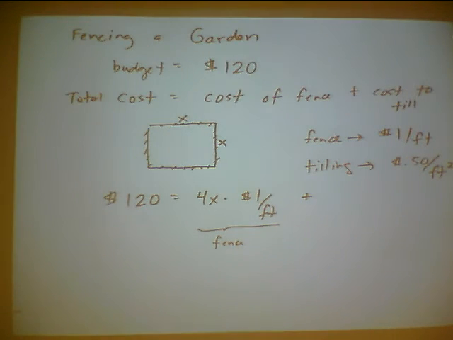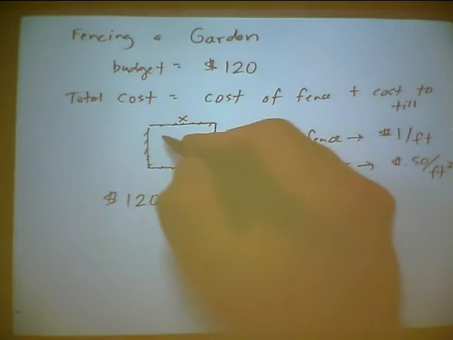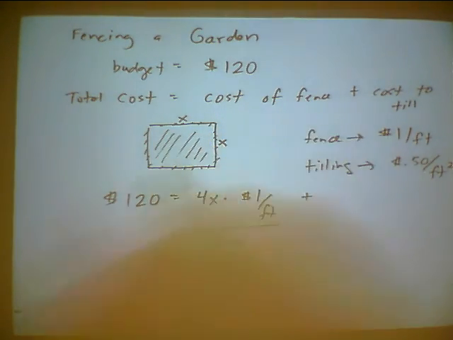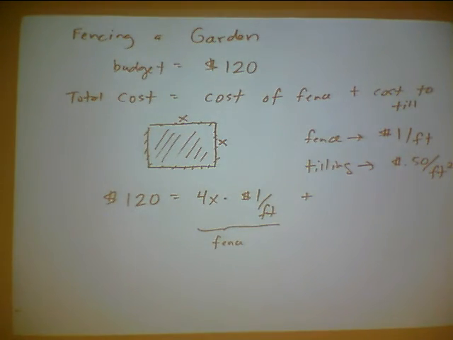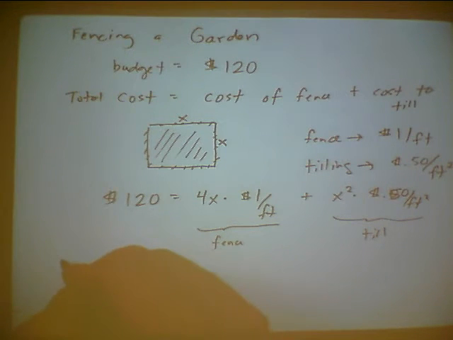Now, to till up the soil, there's the area I need to till. The area of a square is the side squared, so the area is x squared, and it costs me 50 cents per square foot. So this is the cost to till. And now I have an equation. Let me just write it with numbers.